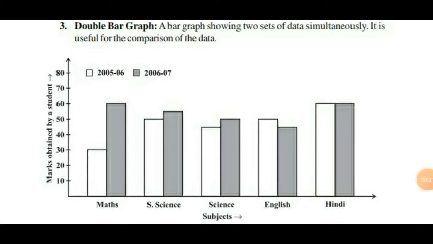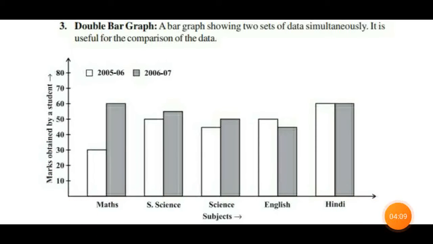Now the third picture is a double bar graph. You are able to see this bar graph, which shows two sets of data simultaneously. It is useful for the comparison of data. When you want to compare some data, you use a double bar graph. Again, there are two axes, the horizontal axis and the vertical axis. On the horizontal axis, subjects are shown like maths, science, social science, English, Hindi. And on the vertical axis, it is the number of marks obtained by a student.